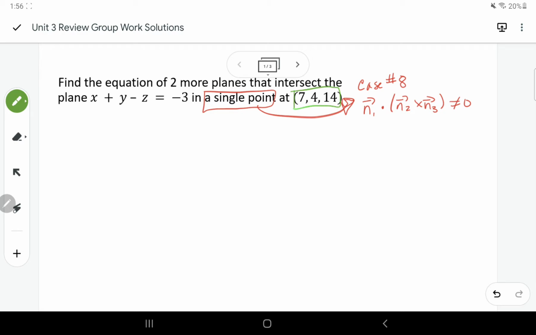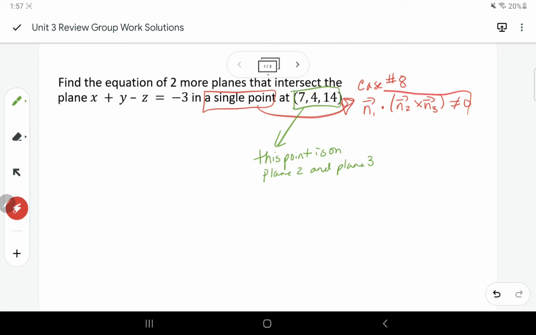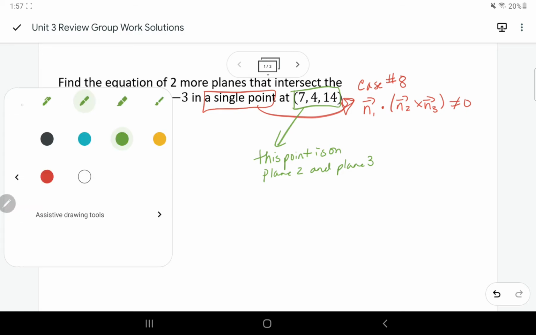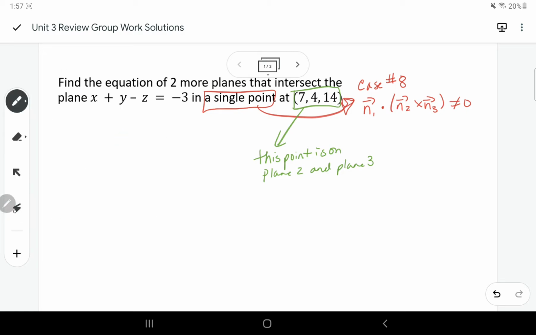if they intersect at this point, the point is on plane 2 and plane 3. So I need 2 other planes that have that point on them, and also that would have this property that if I did that coplanar check with the normals, that would not equal 0. It could be anything other than 0. So I'm just going to make up some planes.